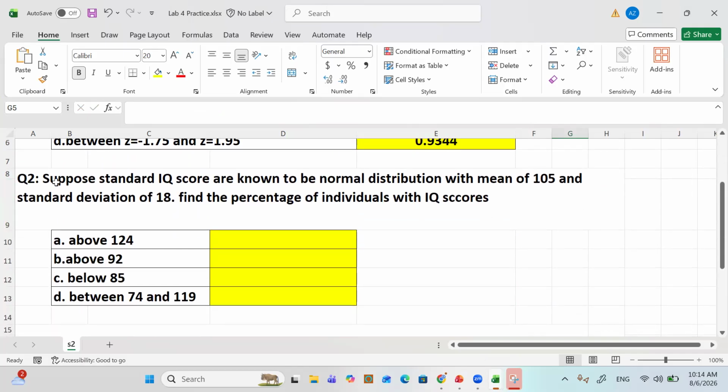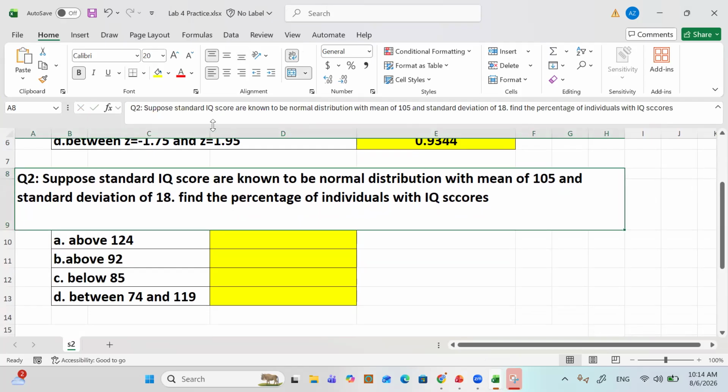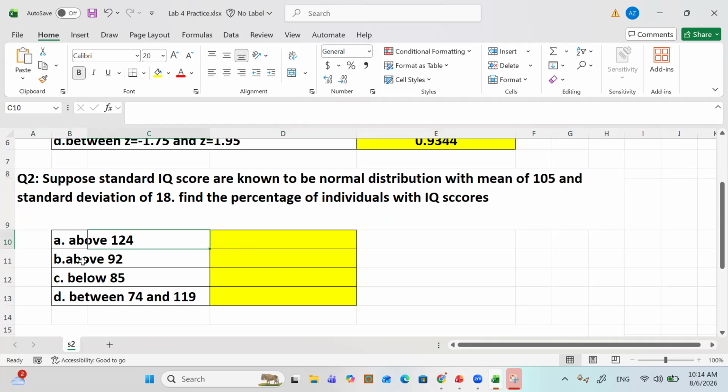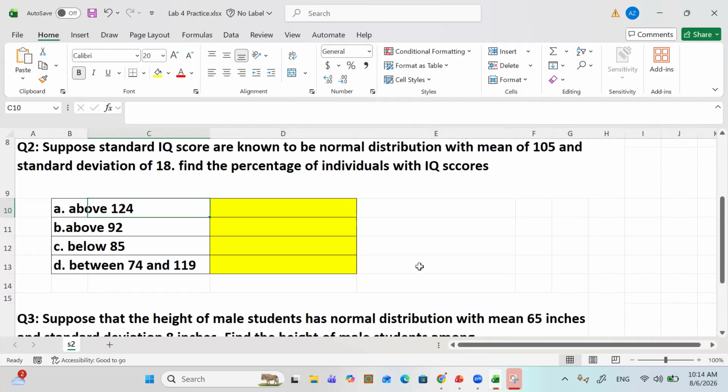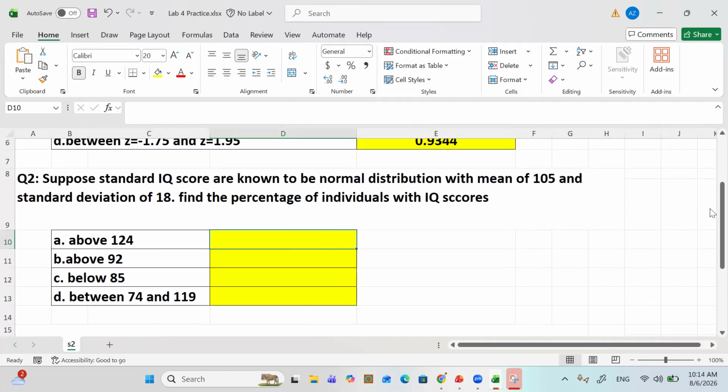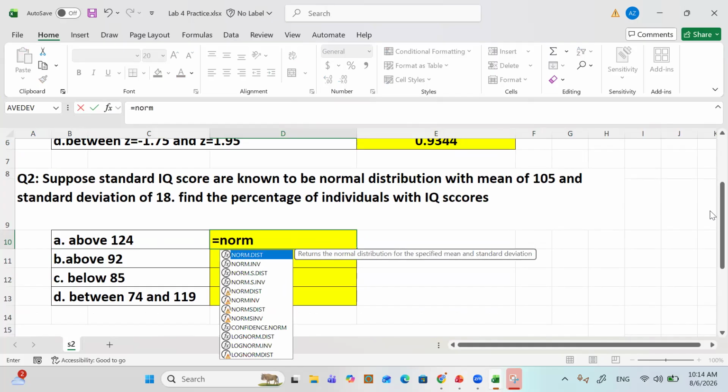Now let's look at question 2. Suppose IQ scores have a normal distribution with a mean of 105 and a standard deviation of 18. Find the percentage of individuals with an IQ score above 124, above 92, below 85, and between 74 and 119. So above 124, it will be this. We're using this formula, NORM.DIST.